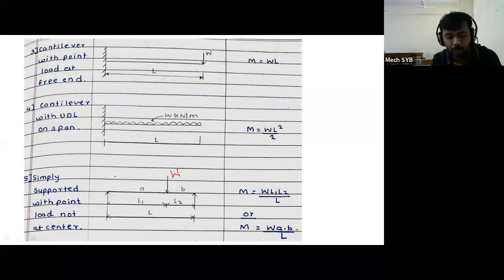Because your bending stress mostly depends upon the bending moment, and for the bending moment calculation, these 5 formulas are very, very important. Based on this, MCQ questions are also there, so just mark it as IMP in your notebook. For MCQs also, questions based on this bending moment formula will be asked.